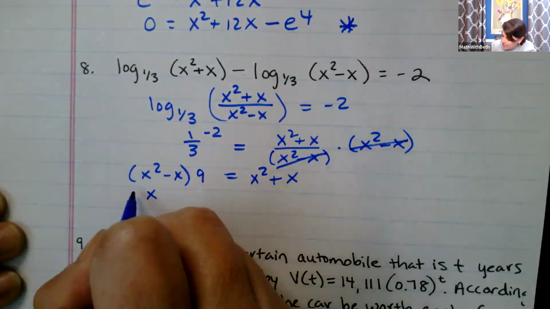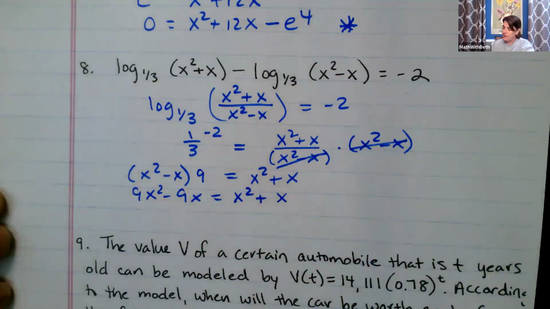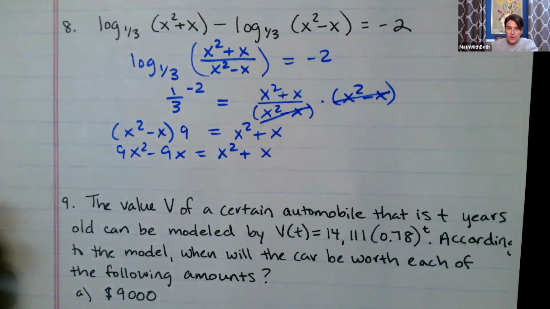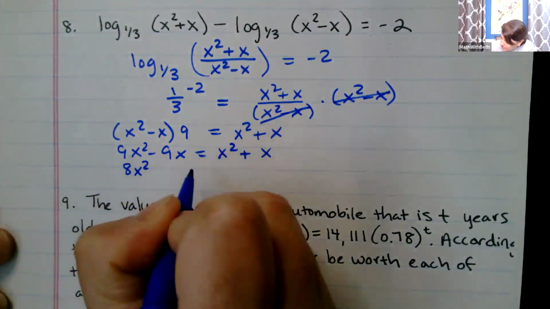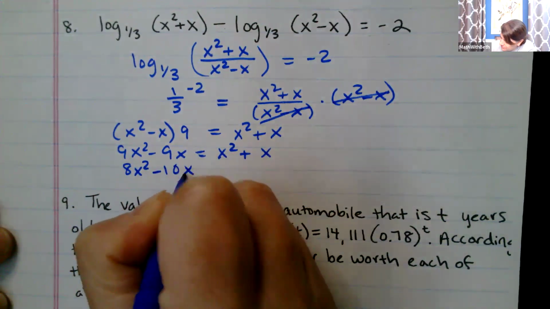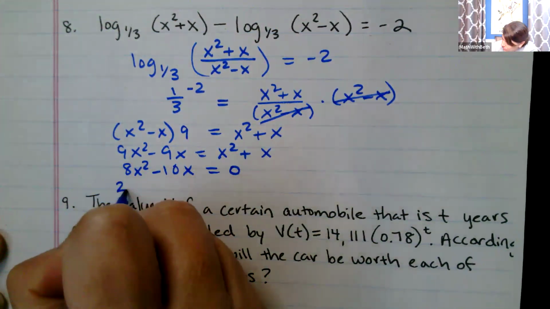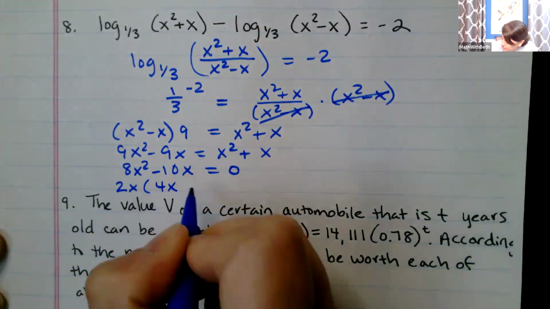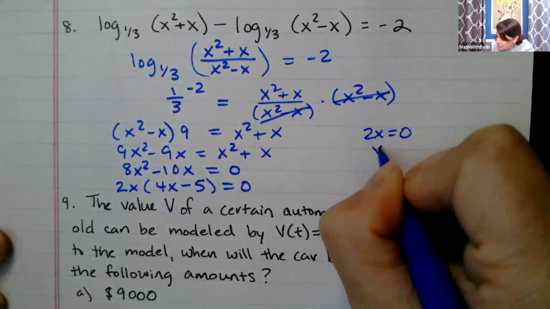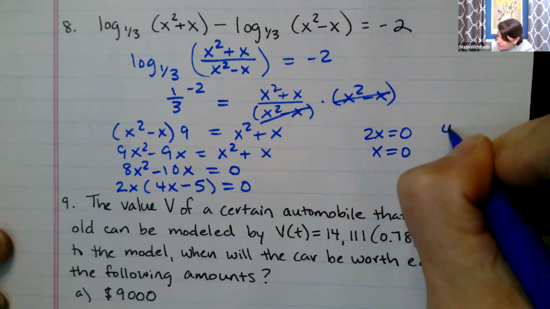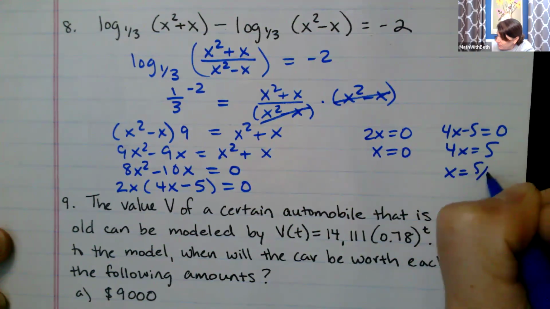And then start working this out by distributing the 9 and going from there. So since I see x squared and x, I'm going to get everything on one side. So if I subtract x squared, that gives me 8x squared. And if I subtract an x, that would give me a negative 10x. And then factoring, I can take out a 2x, which would leave me with 4x minus 5. So setting 2x equal to 0 gives me 0 as an answer. Setting 4x minus 5 equal to 0, I would add 5 and divide by 4.